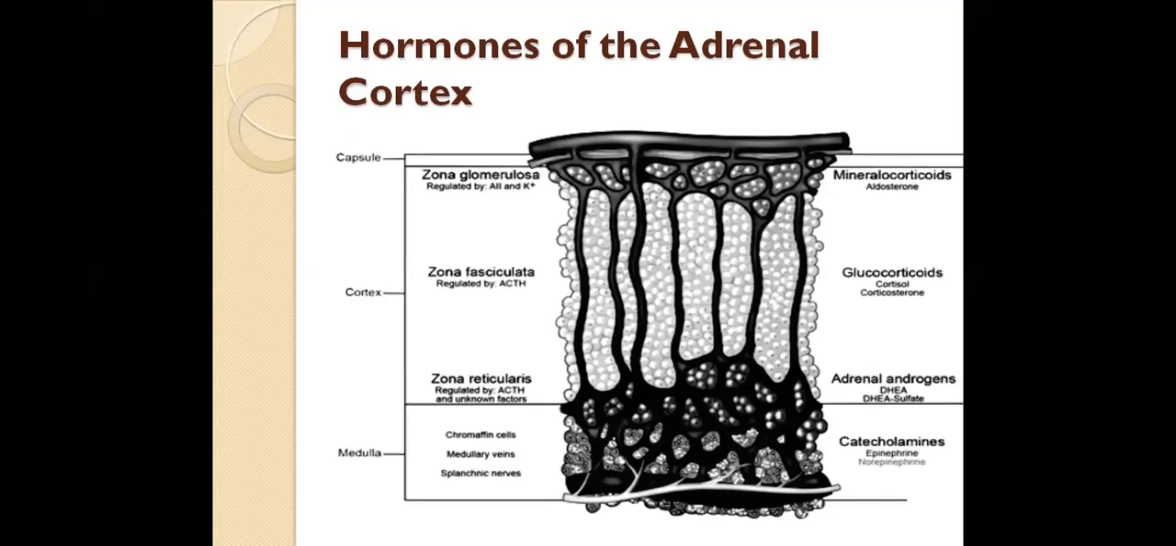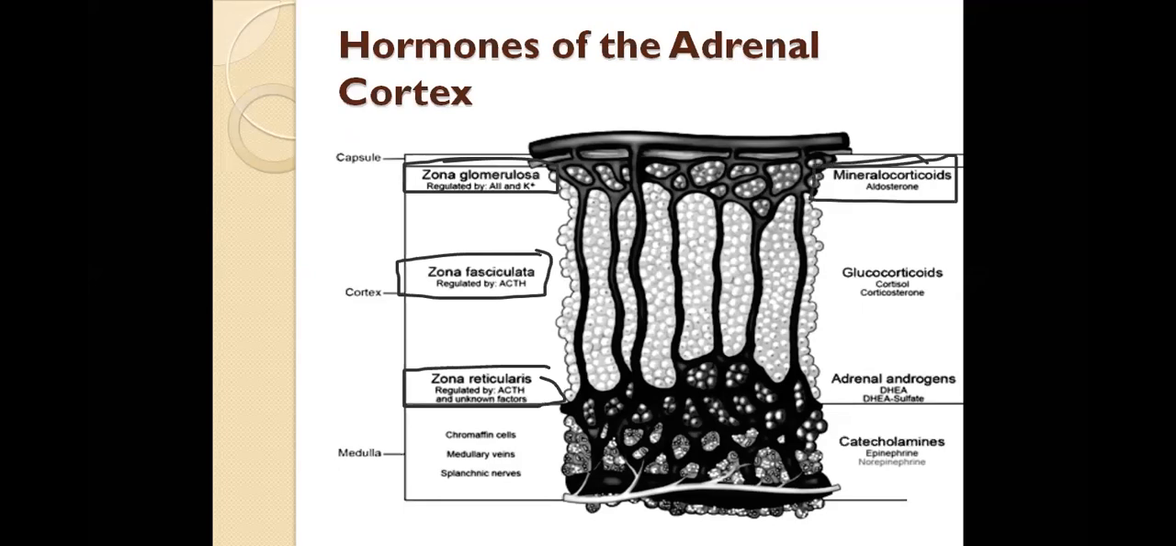As I showed you in this diagram earlier, this order is also going to be a question: from outside to the inside, zona glomerulosa, zona fasciculata, and zona reticularis. Do remember this diagram. Zona glomerulosa secretes mineralocorticoid. The major mineralocorticoid is aldosterone.